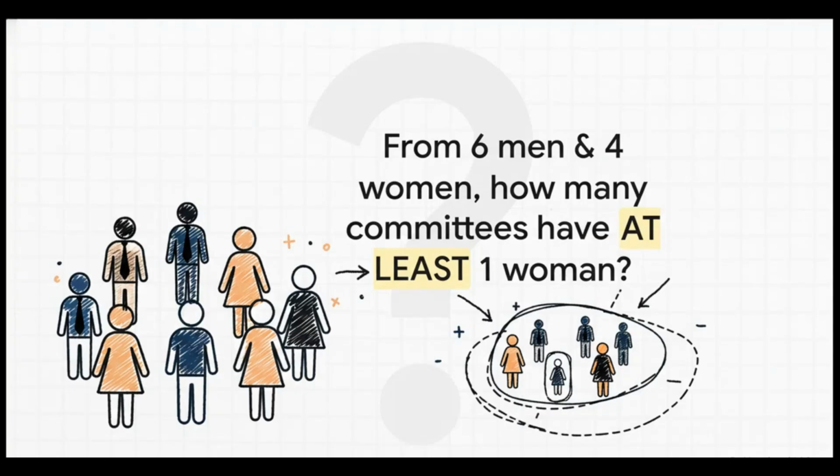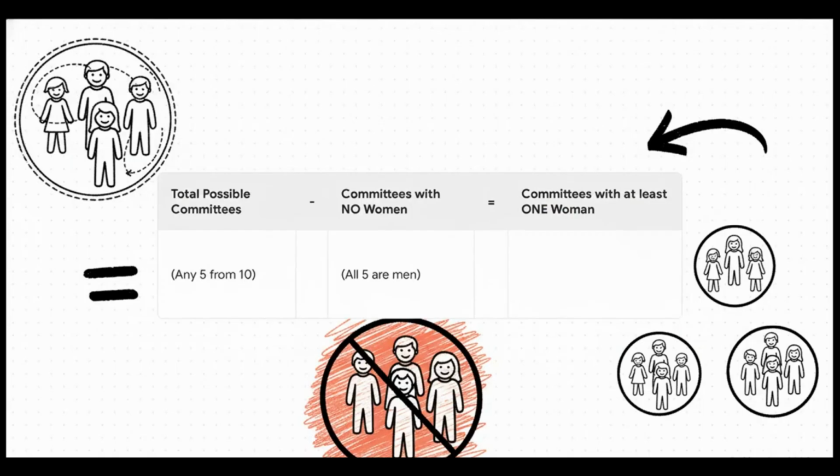So here's our puzzle. You've got a group of 6 men and 4 women. The question is, how many different 5-person committees can you possibly form that have at least 1 woman on them? It's that "at least one" part that makes your brain kind of freeze up, right? Don't worry, there's a really clever trick for this, called the indirect method.